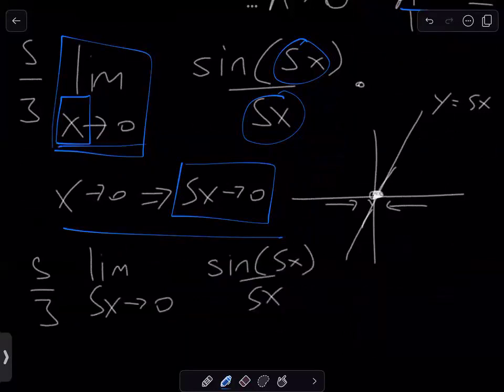Why can I go from x approaches 0 to 5x approaches 0? Because if x is approaching 0, we know that the function 5x is also going to approach 0. Okay, that's an approach sign and arrow. Okay, so that's why we can do that.